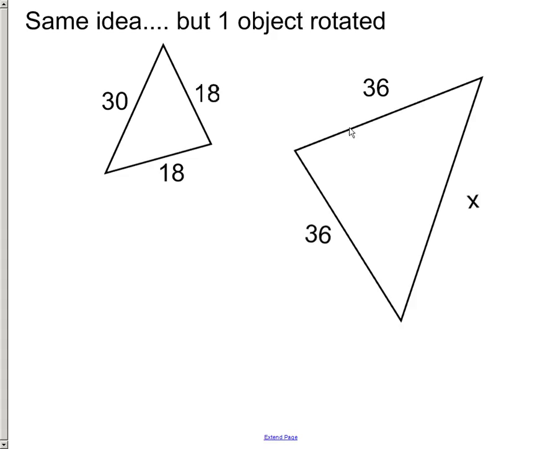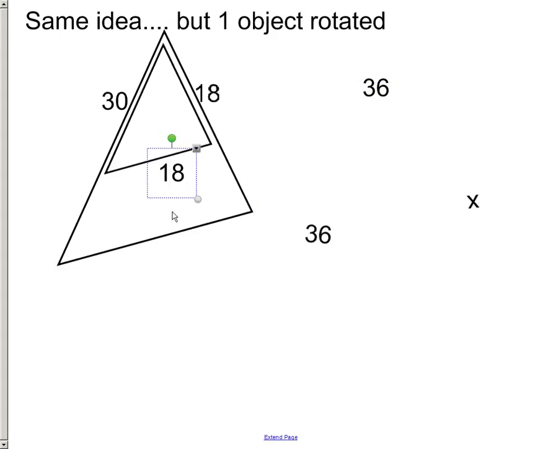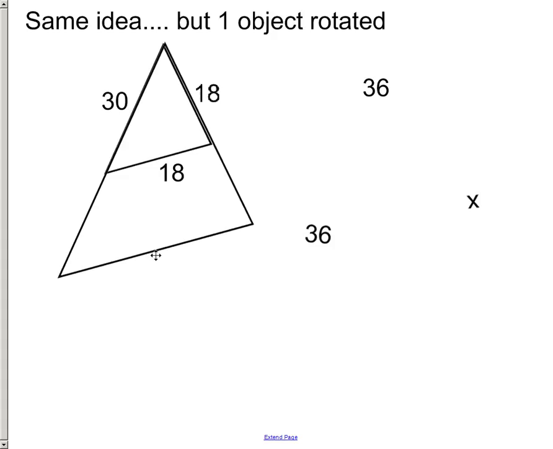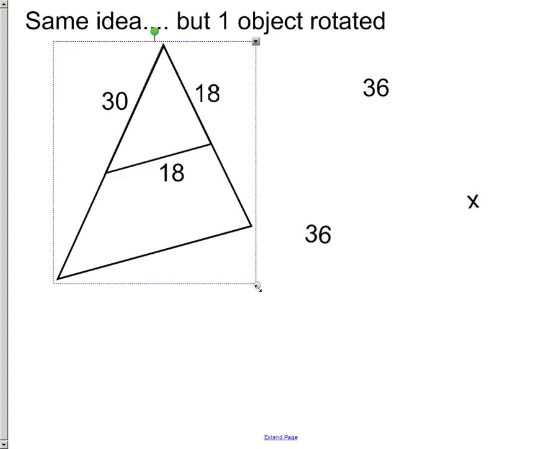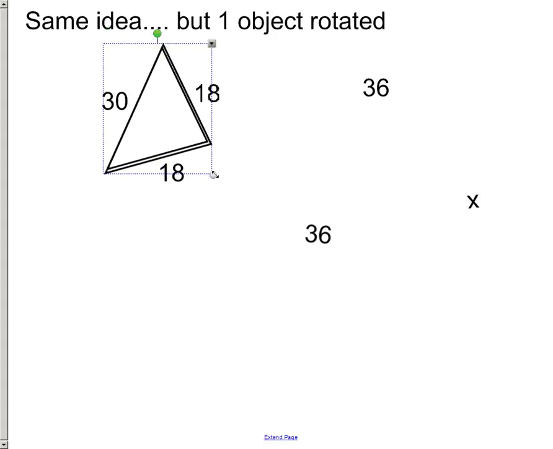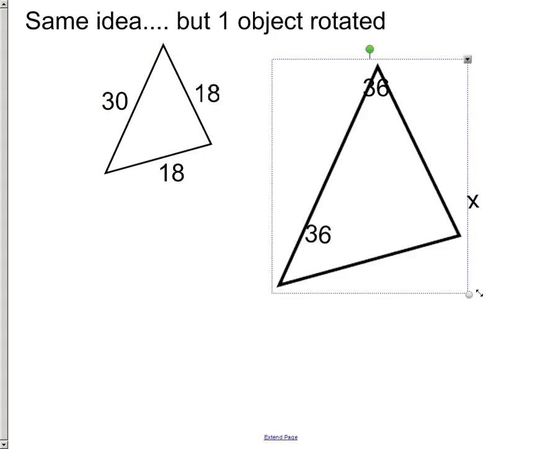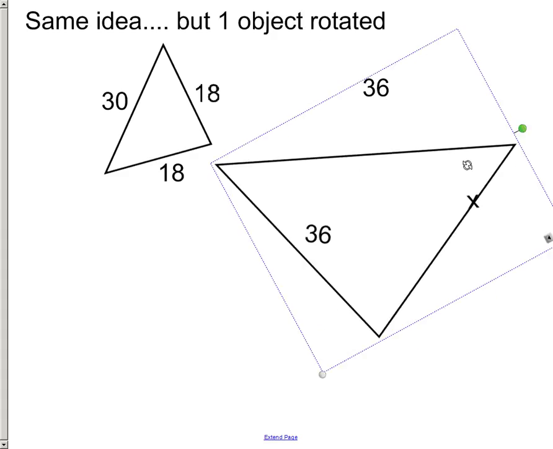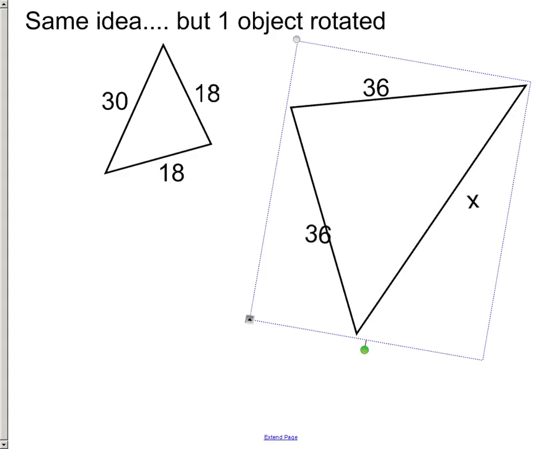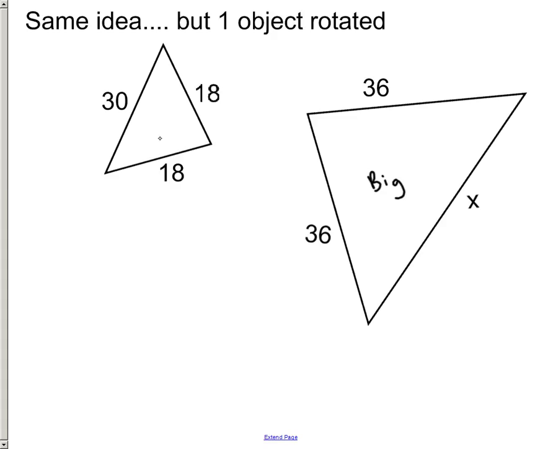And in case you're wondering, what's happened here is they took this small triangle, and here we go. They copied it, dragged it over here, made it a lot bigger, and then rotated it around. Let's shrink that down just a little bit. There we go. So that's where this big triangle came from. It came from the small one, and that means that they are similar.